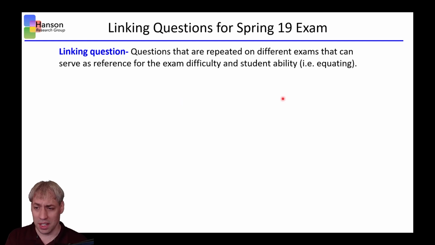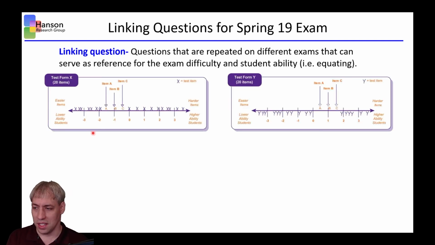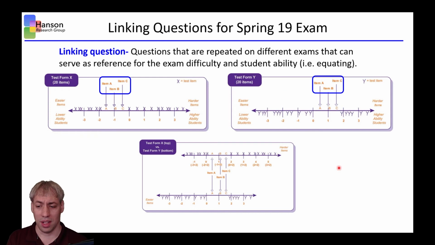And so we're going to use this for a few different reasons, but one of the major ones is to do an equating procedure. The idea is if I had fall of 17, I took 3 exam questions here, items A, B, and C, and I reused those in spring of 19, items A, B, and C. I can basically use these as a metric to put both of these exams on the same scale. And so that's what the equating procedure is.